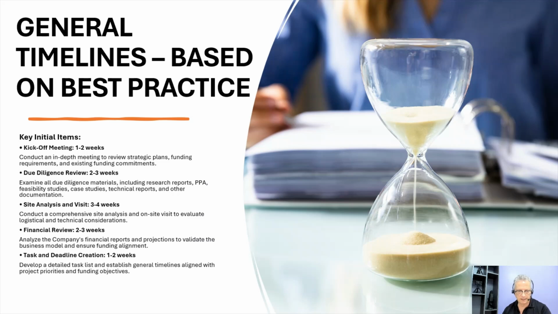And then task and deadline creation, that's generally 1 to 2 weeks. So that's developing a detailed task list and establishing general outlines aligned with the project priorities and funding objectives. The one I've done for this case is around 11 pages on a Word document, very detailed. And that's what you're going to need to start off with, because everything needs to be done in an order, and there are certain things that have to be done before you can move to the next step.